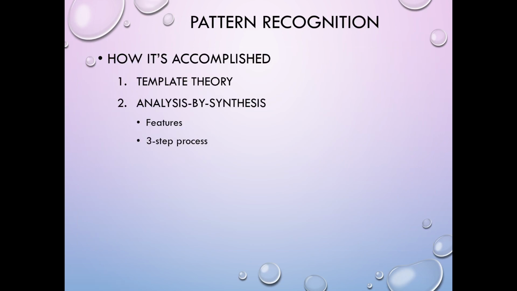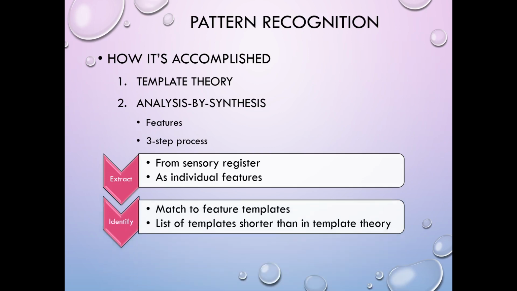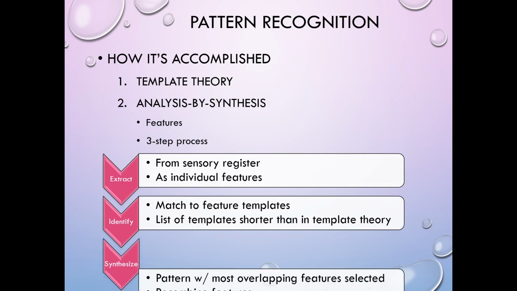All right. So analysis by synthesis is proposed to be a three-step process. First off, you have to extract the information from the sensory register as a set of individual features that are making up the object or the pattern. Then you have to identify the features by matching them to the feature list, right? The feature templates, which is going to be shorter than if you had to search through every template, like I mentioned before. And then ultimately you synthesize.